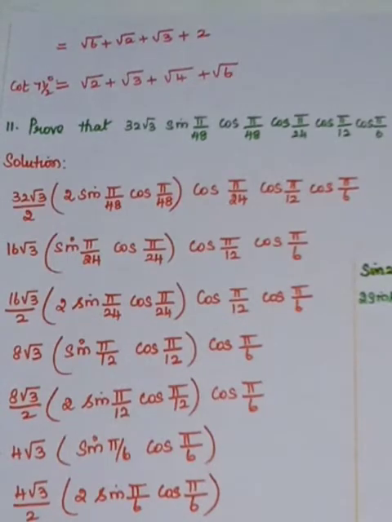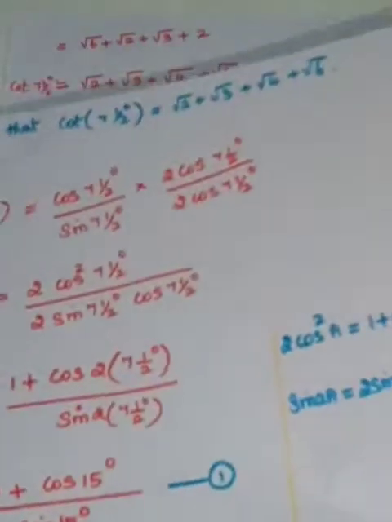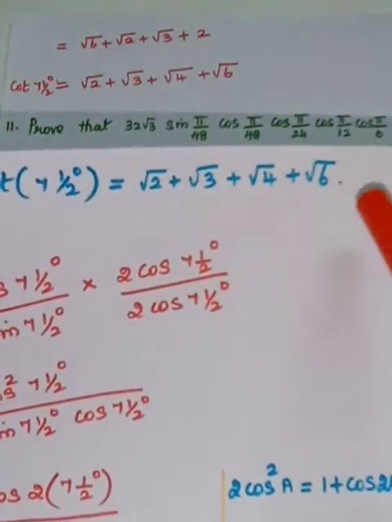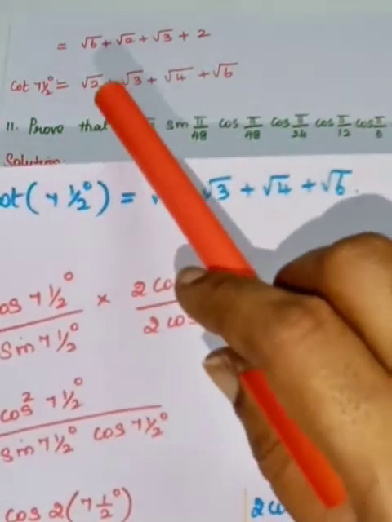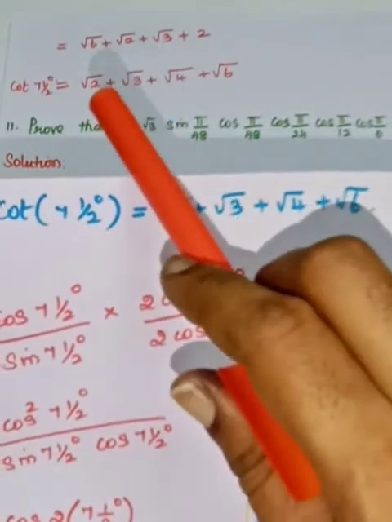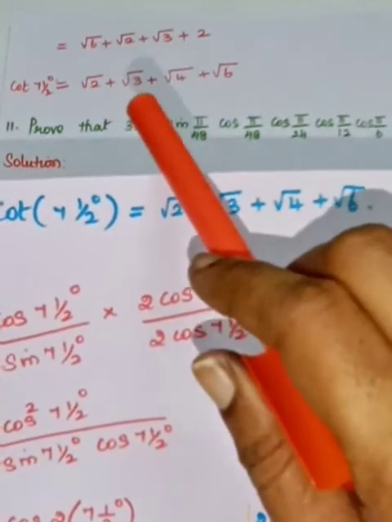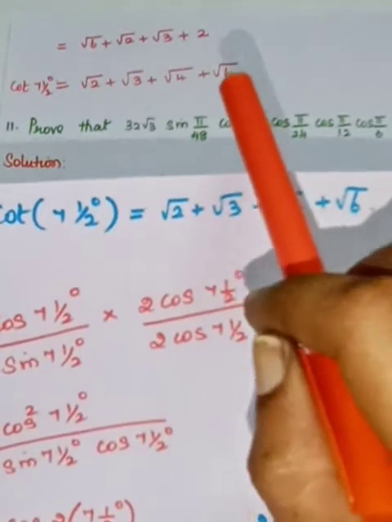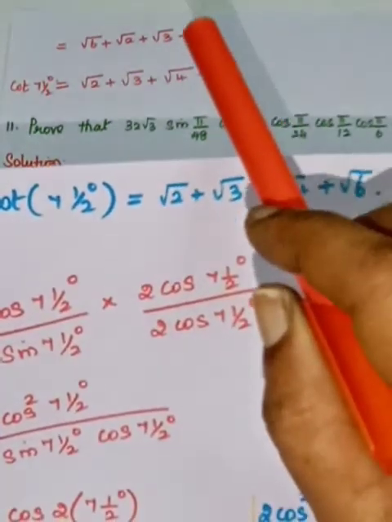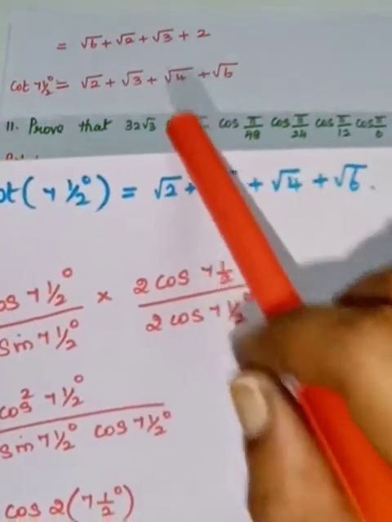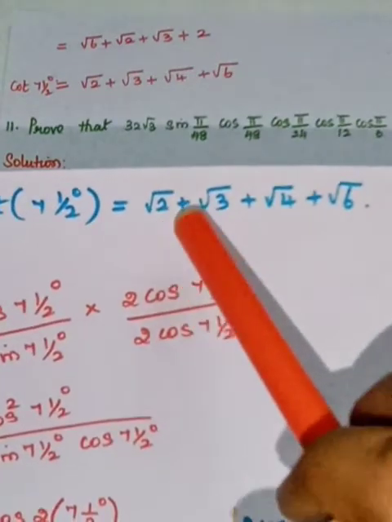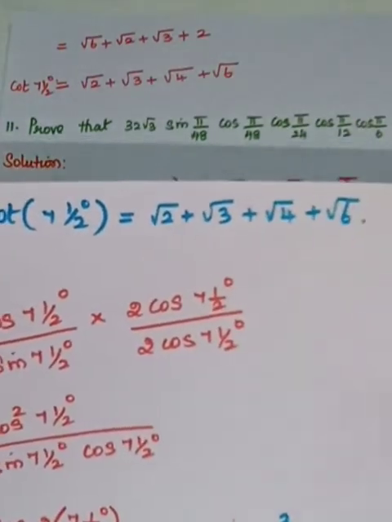Cot 7.5 degree is equal to, you see, you have to prove root 2, root 3, root 4, root 6. You see the term here. Root 2, it is written root 2. Next one is what? Root 3. And the next term, root 6, is there. But here you are having 2 which is not in the root. So the 2 can be written as root 4. So we have proved the result. Cot 7.5 degree is equal to root 2 plus root 3 plus root 4 plus root 6.